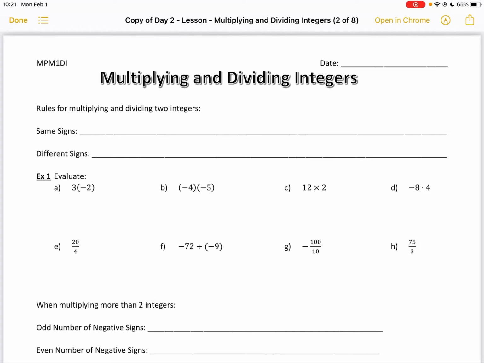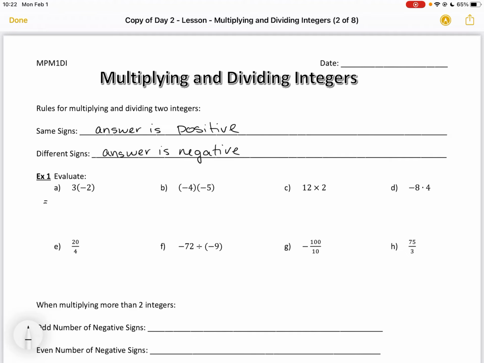This video goes over the rules for multiplying and dividing two integers. If you're multiplying or dividing two integers with the same sign, your answer is positive. If you're multiplying or dividing two integers with different signs, your answer is negative. So let's look at some examples.